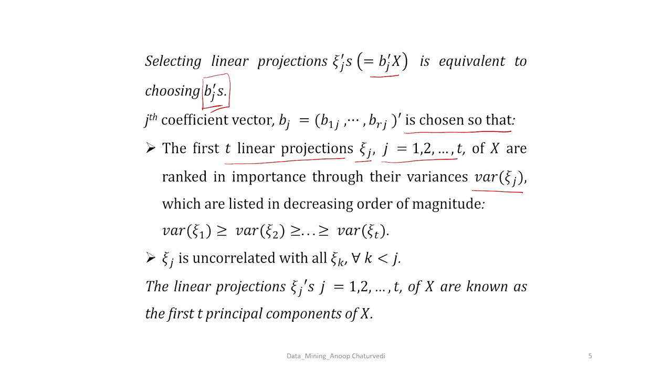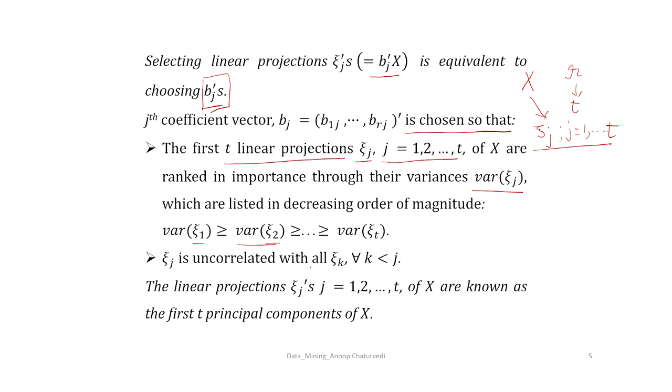So, basically your objective is, you want to approximate this x equal to x1, x2, xr, which is r dimensional, by psi j's, j equal to 1 to t. Or you want to reduce the dimension of the data from r to t. So, we arrange all these psi j's according to their variances. The first projection psi 1 has the maximum variance, the second projection psi 2 has second maximum variance and so on.